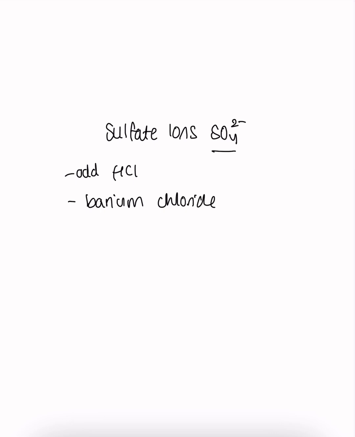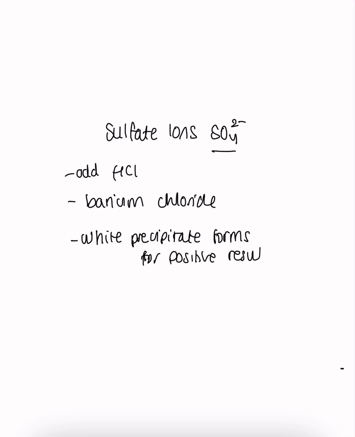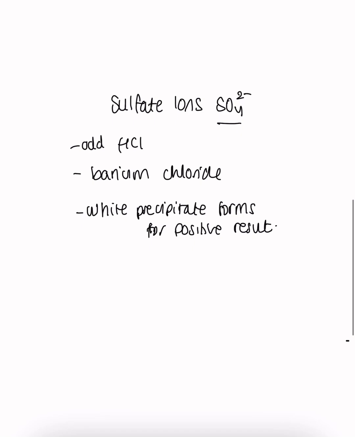After barium chloride, a white precipitate is going to form if sulfate ions are present. Because, if you see here, this is a displacement reaction. The sulfate ions, they displace the chloride ions to produce barium sulfate, and that is a white solid. Barium sulfate is insoluble, and therefore it forms a white precipitate. And that's it.